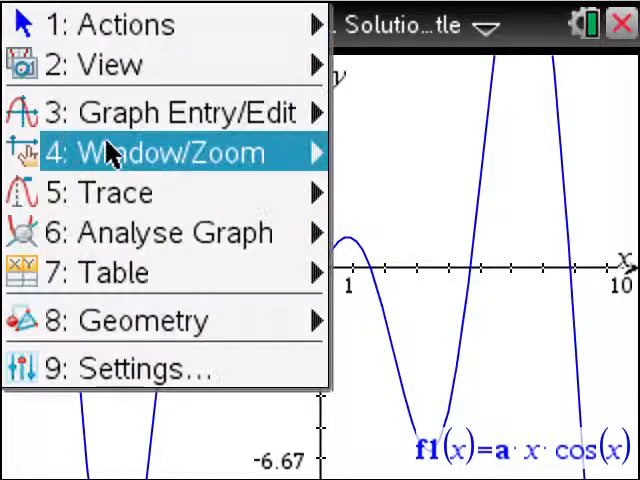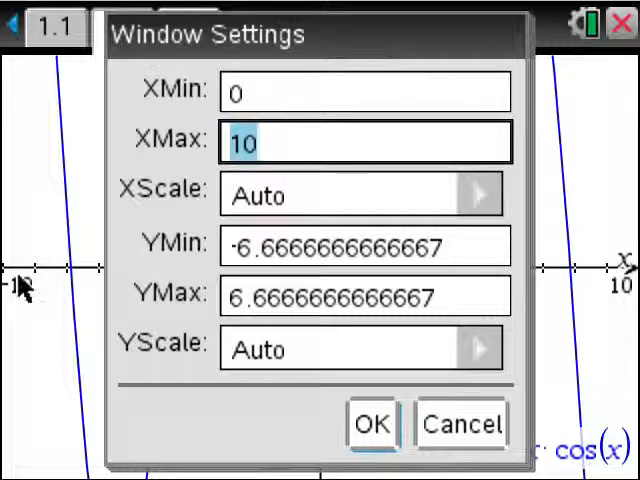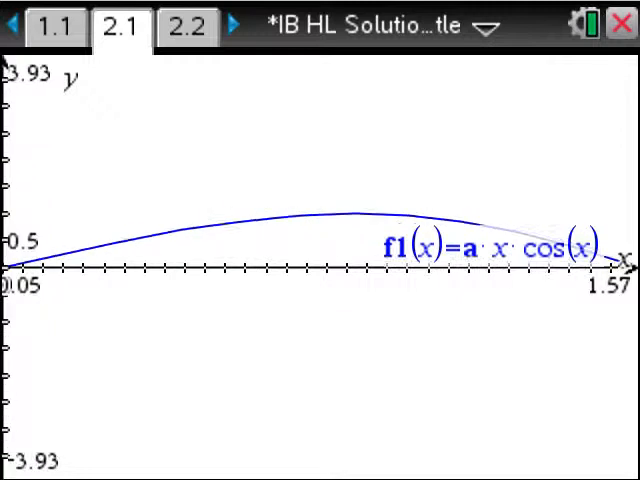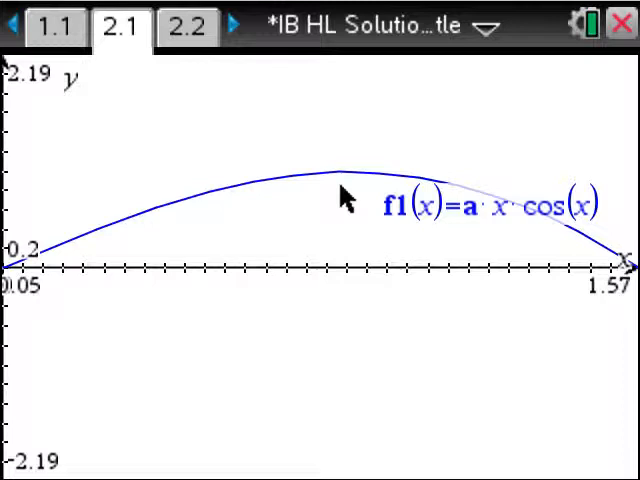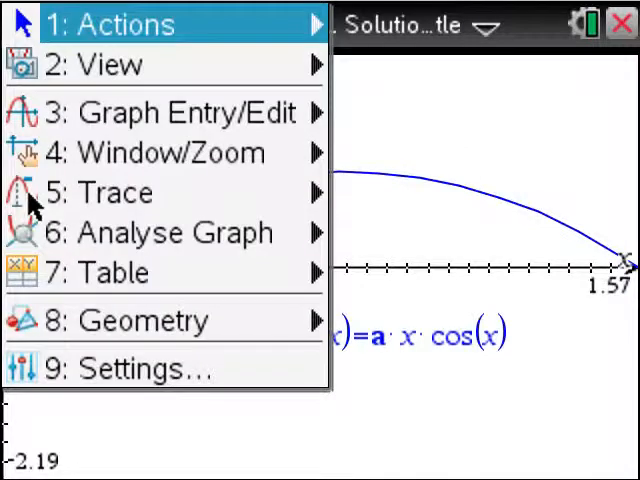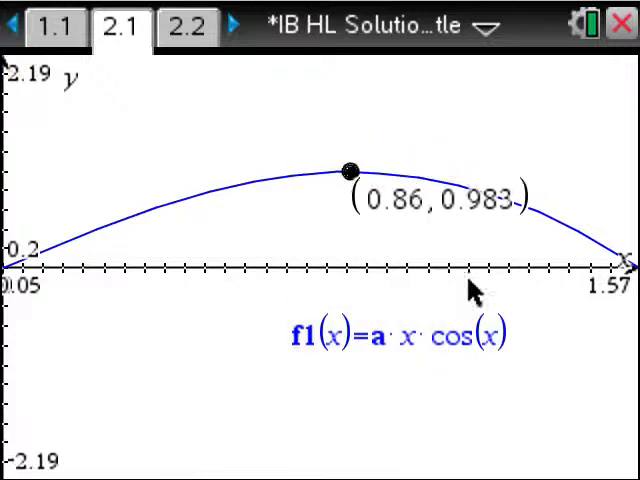So I'm just going to go menu, window zoom, window settings, and make the 0, and then pi divided by 2. So pi divided by 2, that's the bit we're interested in. If I grab hold of the y-axis, holding down the shift key, I can just rescale the y-axis without affecting the x-axis. And I'm looking to find out where the mode is, and the mode will be at its maximum point there. So it'll be menu, analyze graph, maximum, go to the left, go to the right, and I've got a maximum at around about 0.86.